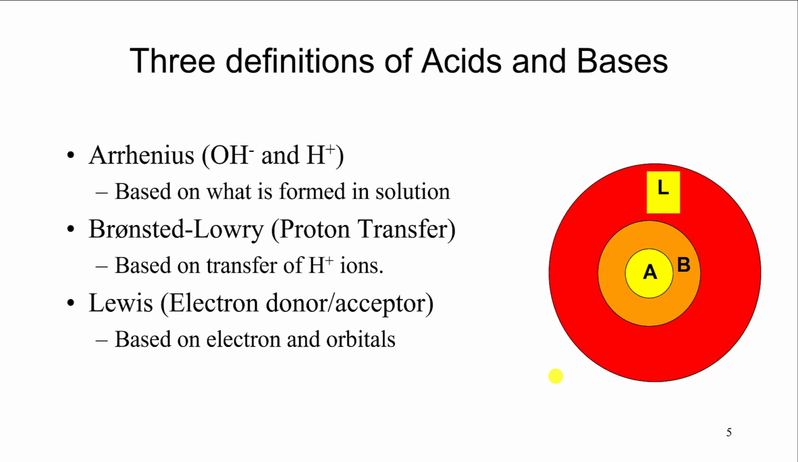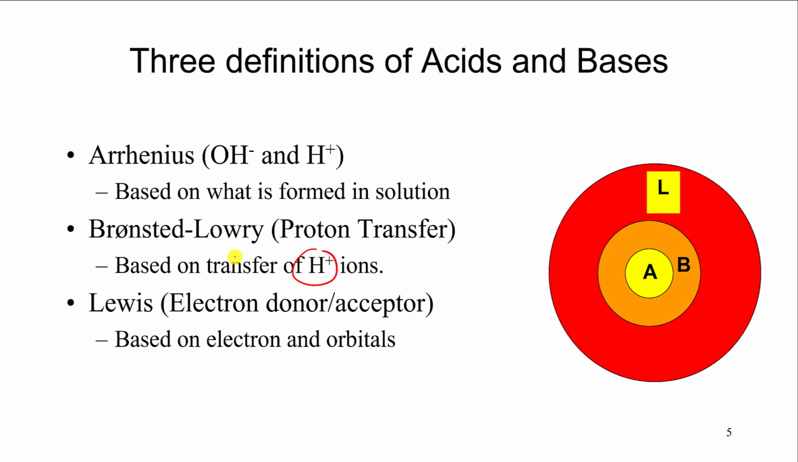Then there's Brønsted-Lowry. Now, Brønsted-Lowry is based on the idea of proton transfer. So what exactly is a proton, right? Well, remember, hydrogen only has one electron. So when we're thinking about hydrogen ions like H+, in a sense, that's just a proton that's transferring. So when we look at proton transfer reactions, that opens up a whole wide range of bases, it turns out, and acids that Arrhenius definition doesn't cover.